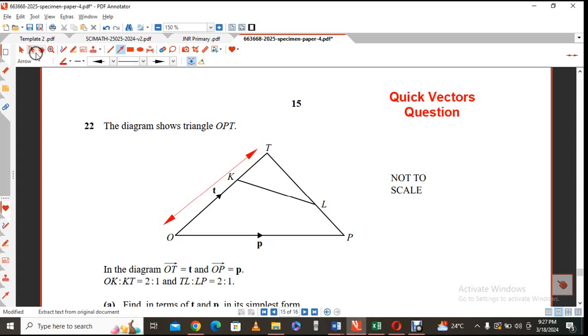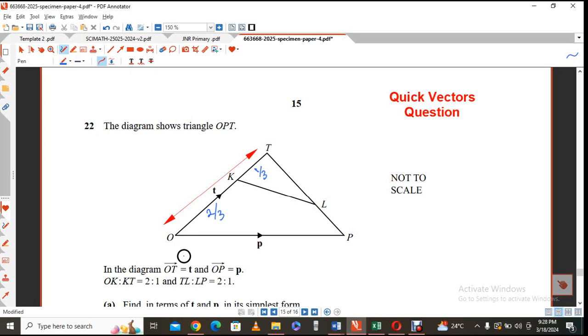All right, so let me just go ahead and fill in the missing information. They are saying that OK to KT is 2 to 1. That simply means that whatever this distance OK is over here, that will be 2 out of 3 parts of T, and this one KT will be 1 out of 3 parts. All right, so I'm just going to take away the T there so you can understand.